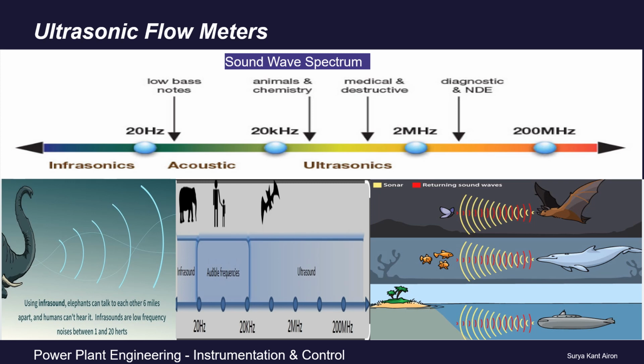Bats, submarines, etc. use these sound waves to sense any obstruction ahead. They transmit ultrasonic waves. In case of any obstruction ahead, the waves strike and come back. This way, the presence of the obstruction, along with its distance, position, and coordinates, is calculated. This frequency range goes up to 200 megahertz. Above 200 megahertz is called hypersonic.